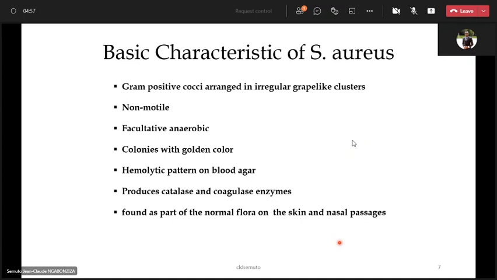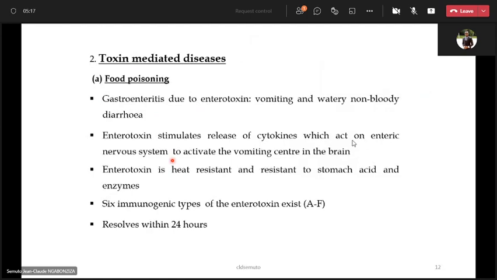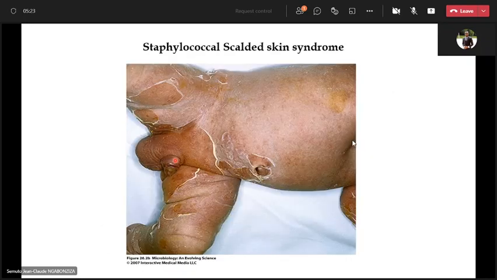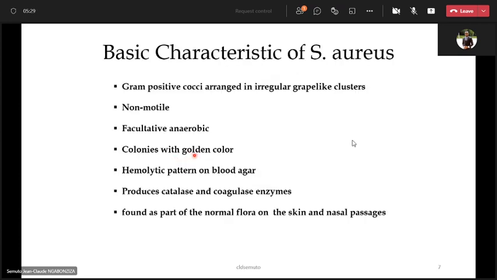Basic characteristics include the arrangement that we said, grape-like clusters, and gram positive, of course. They are non-motile, and they are facultative anaerobes. Their colony on blood agar, maybe I show you the colony. So the colony looks golden in color on blood agar. We see how this looks like.